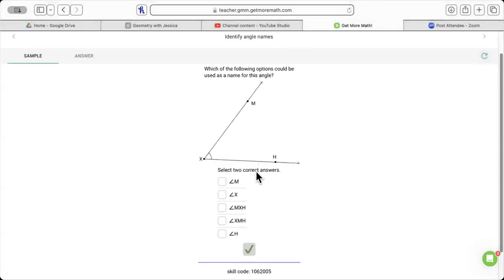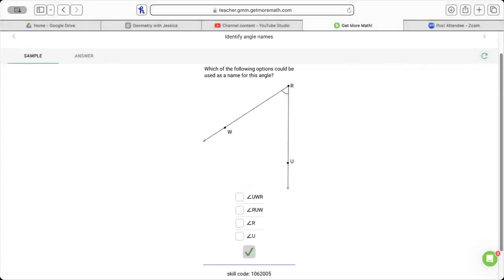Okay, select two correct answers on this one. So again, it's angle X if it's going to be by itself, which means these two are out. And then X has to be in the middle because that's the vertex, so it'd have to be this one, and this one's out. And again, MXH would be MXH. That's how we're getting the right angle, or the correct angle, I should say. Okay, so hopefully that's starting to make a little bit more sense, knowing how to name them.